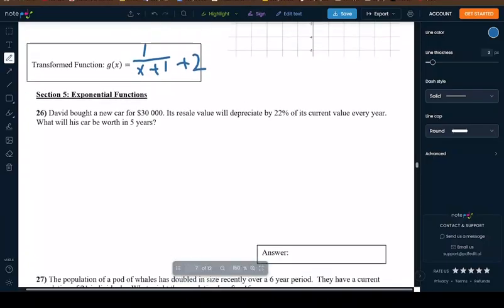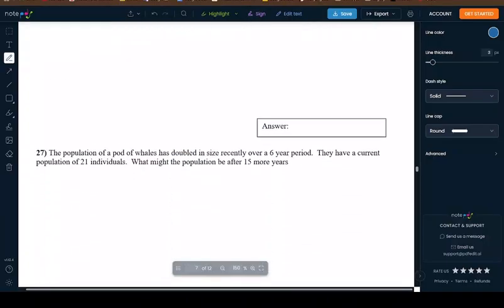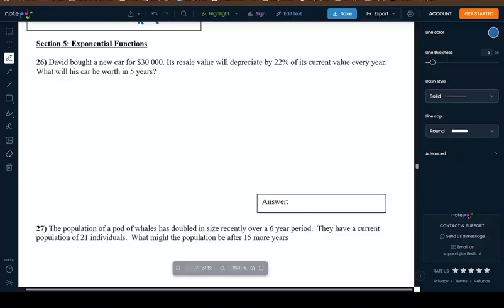All right, let's do section 5, exponential functions, and we're almost closing in on the end. So section 5, the car value. David bought a new car for $30,000. Its resale value will depreciate by 22% of its current value every single year. What will his car be worth after 5 years? So, depreciate by 22% also means that 100 minus 22 is equal to 78. So it turns to 78% of its value every year.